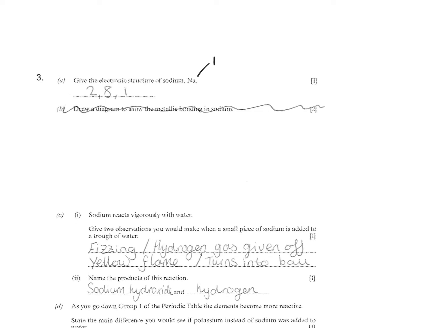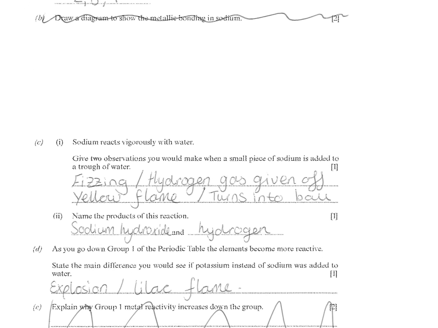Okay. Give the electron structure of sodium. Sodium has got 11 electrons, so 2 go in the first shell, 8 go in the second shell, 1 goes in the final shell. Be careful of that question. It's a nice, easy question. You just write it out with little commas in the middle.